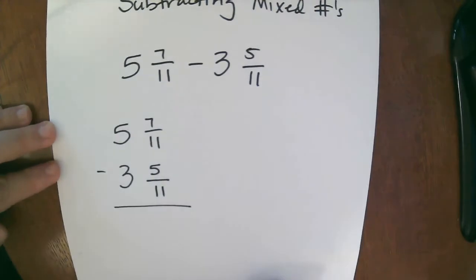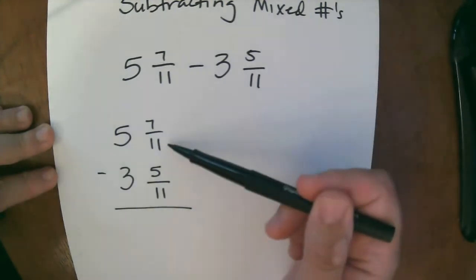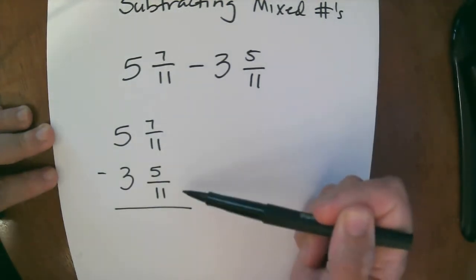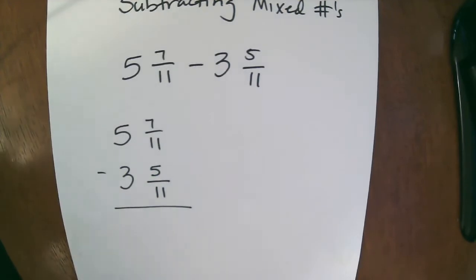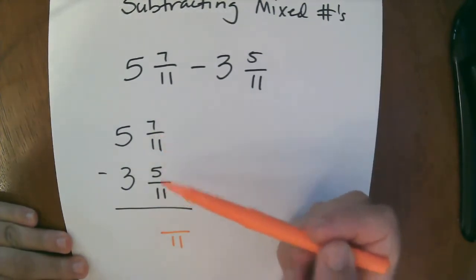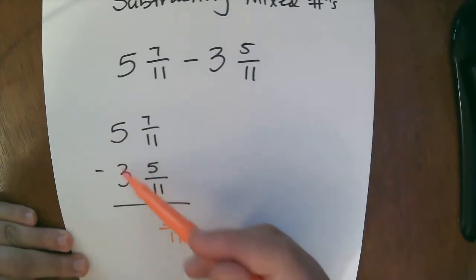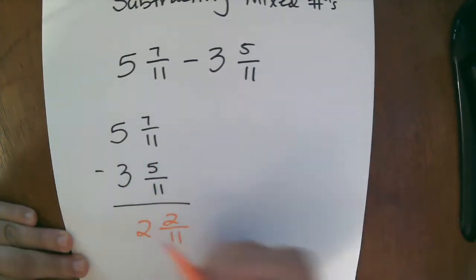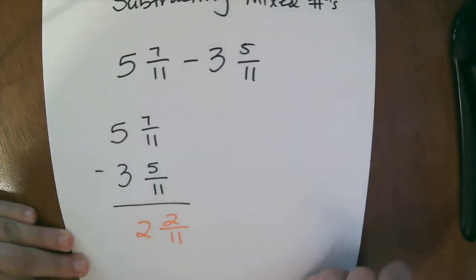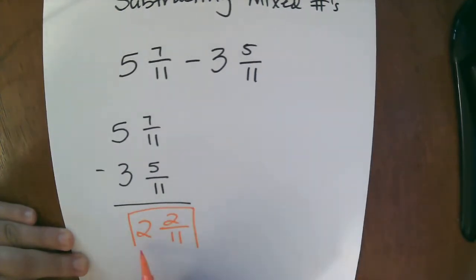And the rules are very similar to subtracting fractions, subtracting proper fractions. We want to have the same common denominator. So here you see we have a common denominator, which is great. So that common denominator is going to remain in our answer. So our answer is going to have a denominator of 11. We're going to subtract the numerator. 7 minus 5 is 2. And then subtract the whole numbers. 5 minus 3 is 2. Simplify if you can. In this case, we don't have to. So we are good to go.